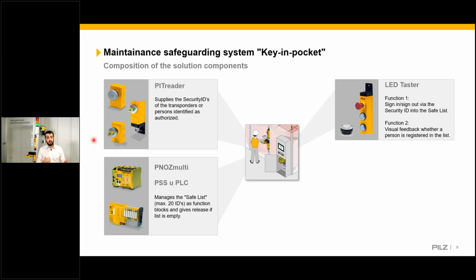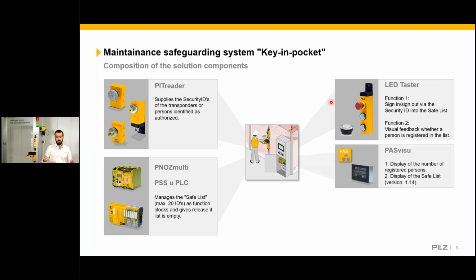And then the LEDs are also important in order to know if I'm signed in or not, so just to have some communication to the operator. Okay, and then we have other ways to visualize and communicate the information of the key in pocket to the operators. First of all, we have the pass visual, which is the visualization part, and those are our displays, our HMIs, and we can use them to see how many people are inside and also who is inside the area.